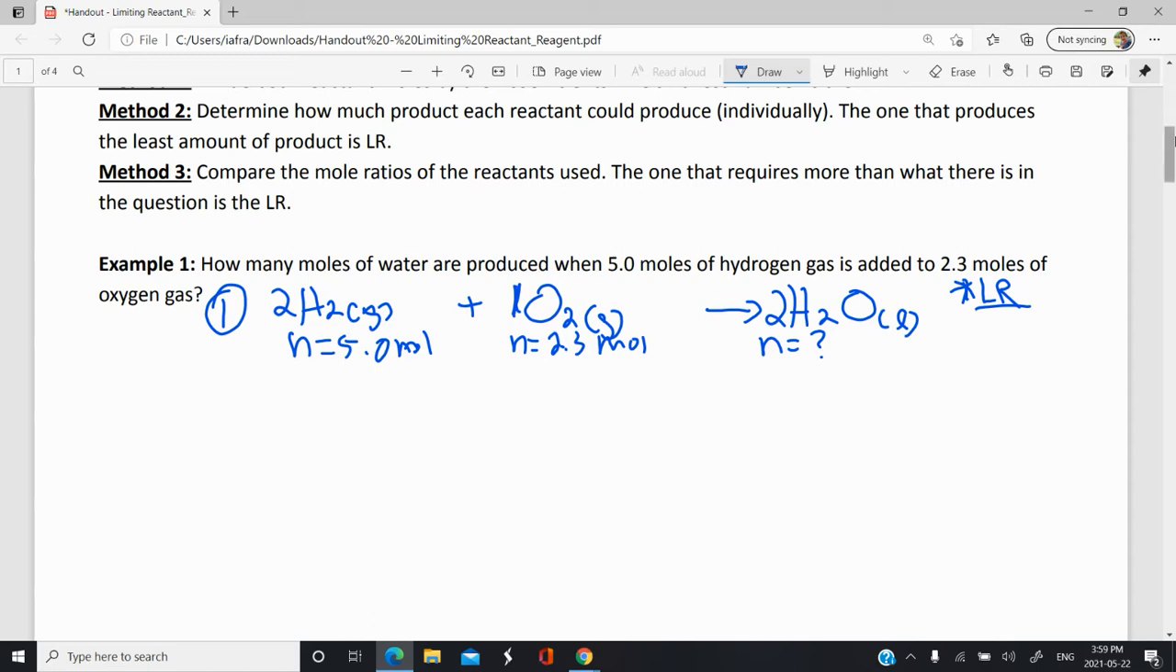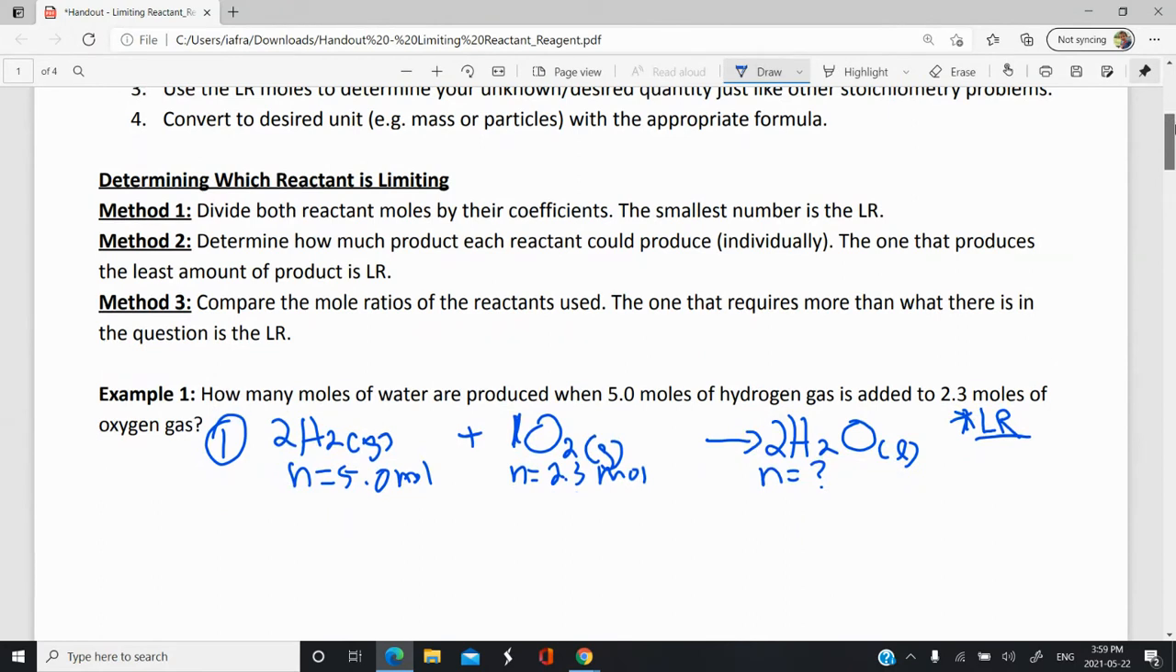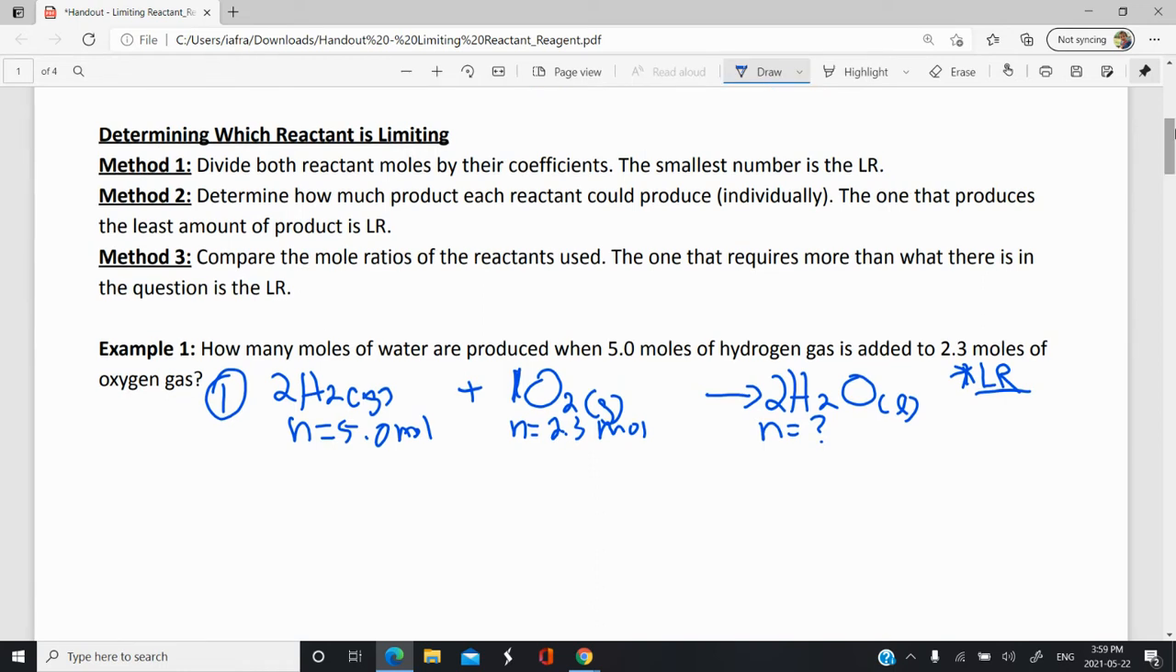And I'm going to use a few different methods. So we'll try method 1 first. Method 1 is simply to divide both reactant moles by their coefficient. The smallest number is the limiting reactant. Right off the bat, you can't choose the smallest number as your limiting reactant because the coefficients are different for them. It's not a fair comparison.